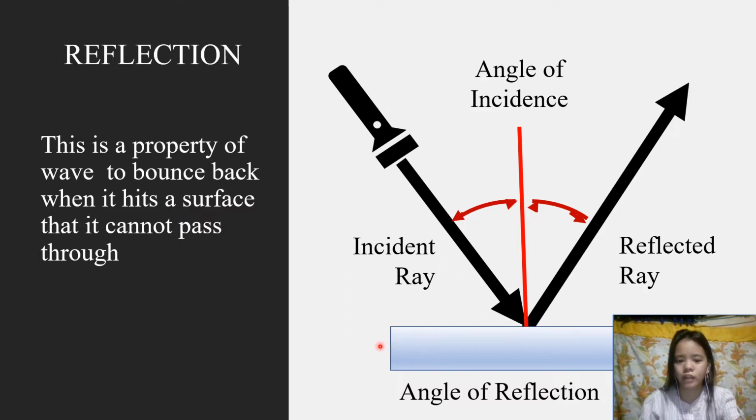So here we have, let's say, a mirror, and here's a flashlight, and the light is a wave. It's a kind of wave, and it hits the mirror and bounces back because it cannot pass through the mirror. So here, this is the incident ray, while this is the reflected ray, and this is the angle of incidence. In the middle of the two is the normal, and this is called the angle of reflection.